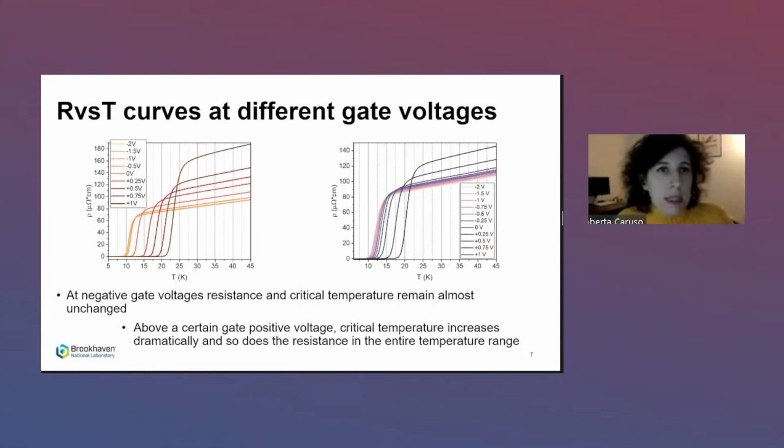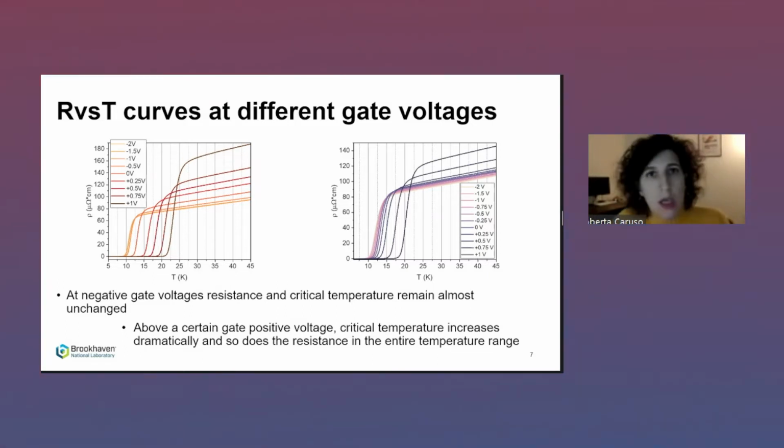Now, these are some of the experimental results. The graph on the left shows the resistance versus temperature curves for different gate voltages for the 20 micrometer device, while the one on the right shows the same curves for the 10 micrometer device in 2 different measurement runs. Similar results have been obtained for all other devices on the sample.